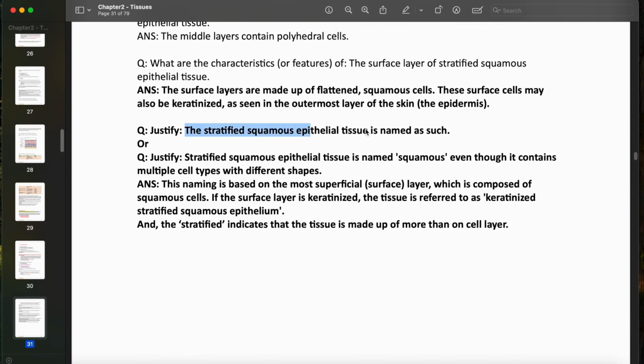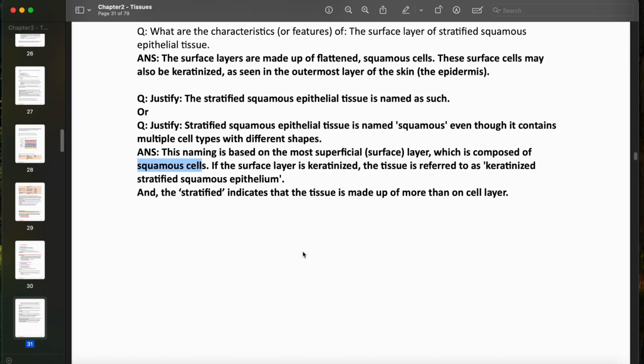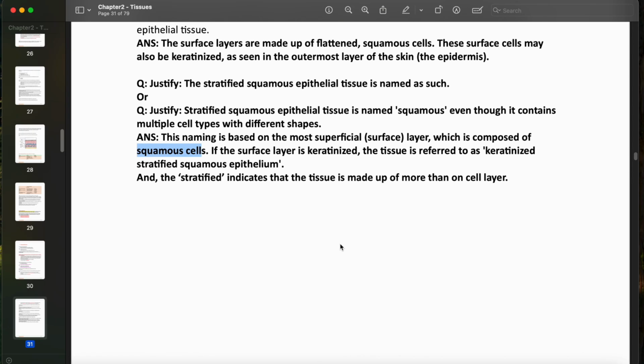Justify why the stratified squamous epithelial tissue is named as such. Of course, the name is based on the most superficial, or apical, layer, which is composed of squamous cells. If the surface layer is keratinized, the tissue is referred to as keratinized stratified squamous epithelium. And stratified indicates that the tissue is made up of more than one cell layer.